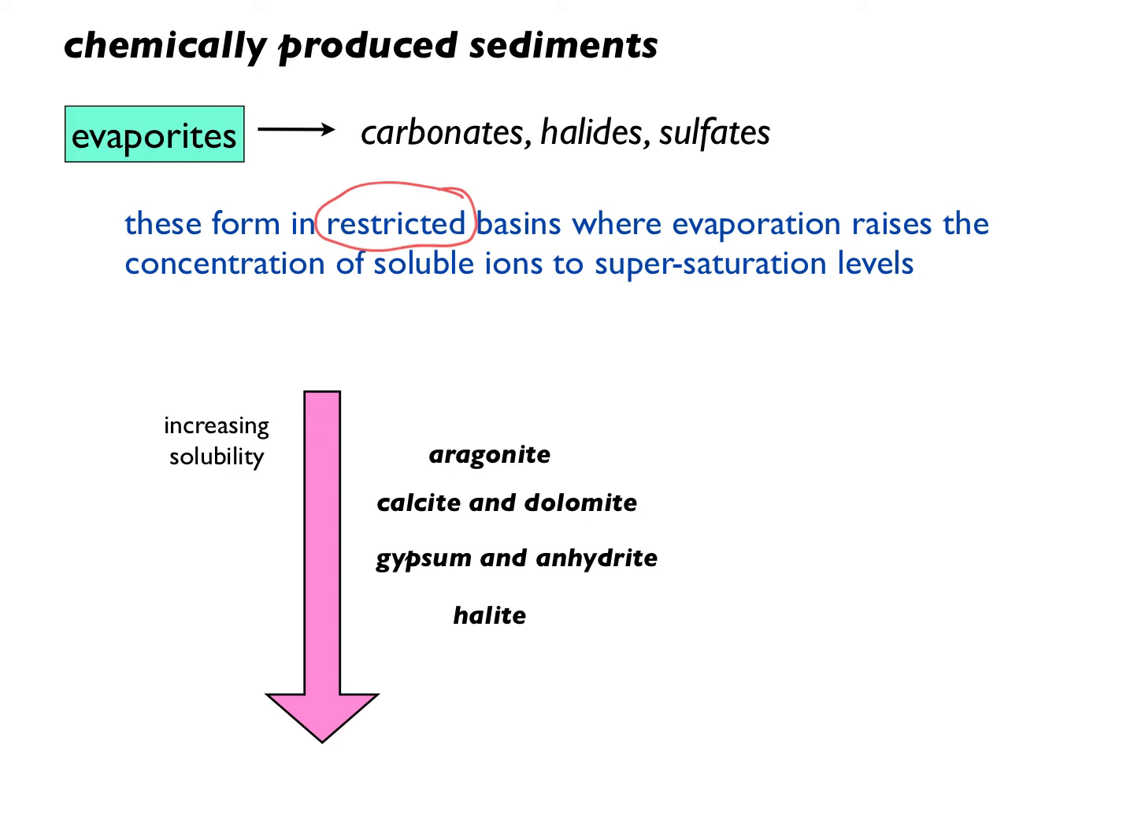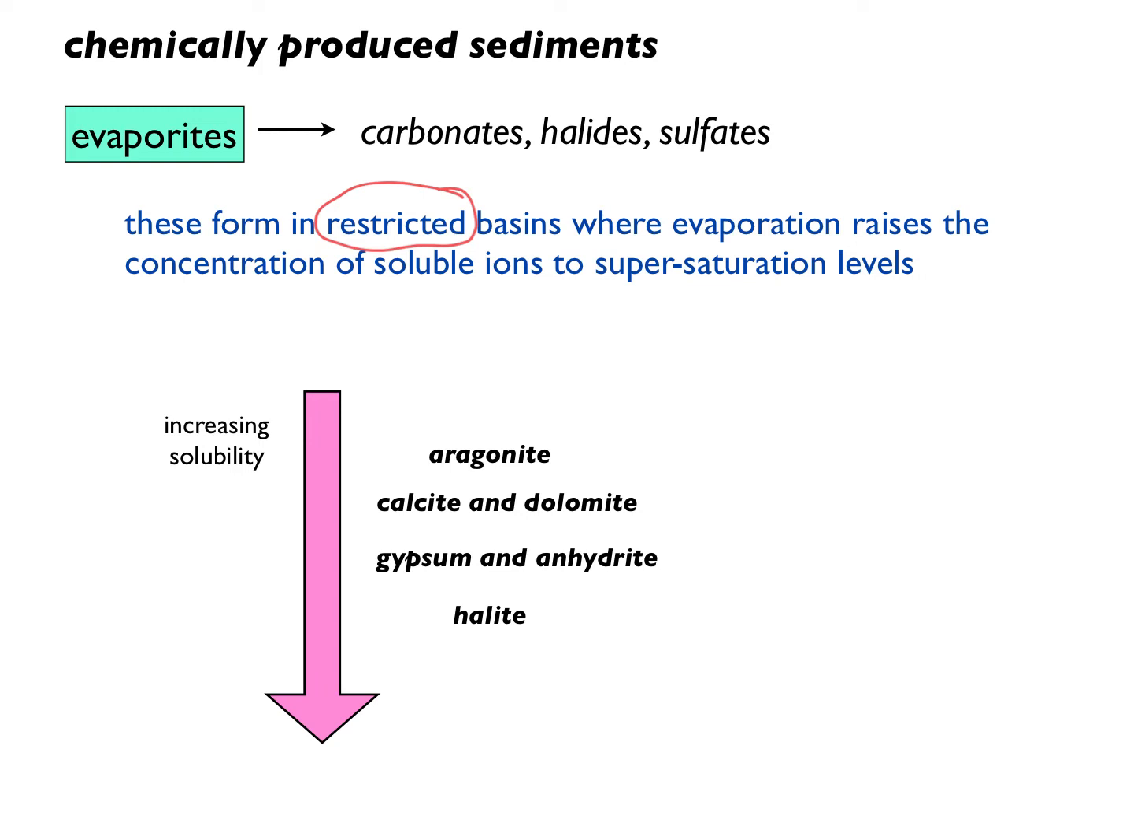But if your pool of water is restricted such that it can't be replenished, and you're evaporating that water away, then the ever-decreasing volume of water that remains is going to have a higher and higher concentration of dissolved ions in it, until eventually it gets to the place where those ions can no longer be sustained in solution and are forced to come together and make bonds and form minerals.